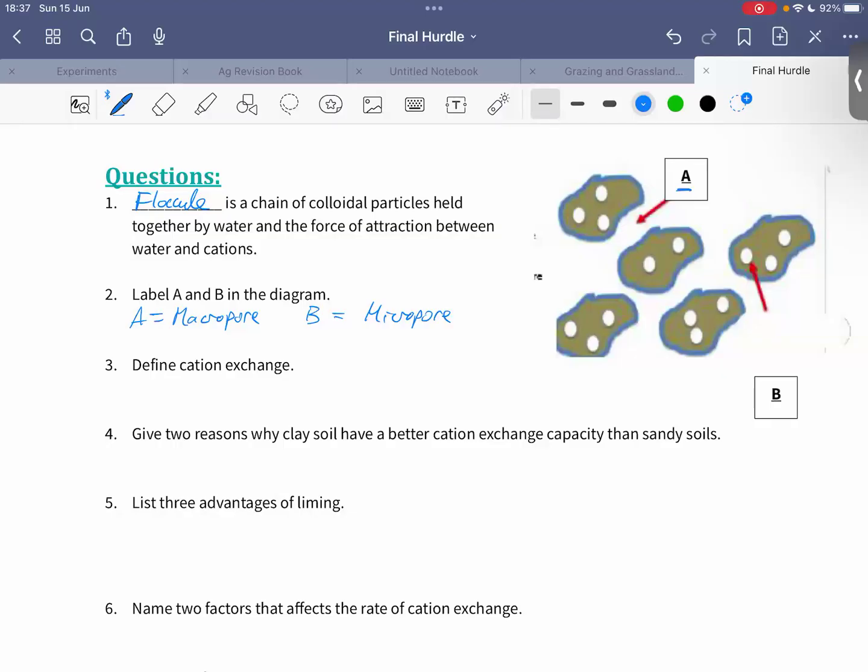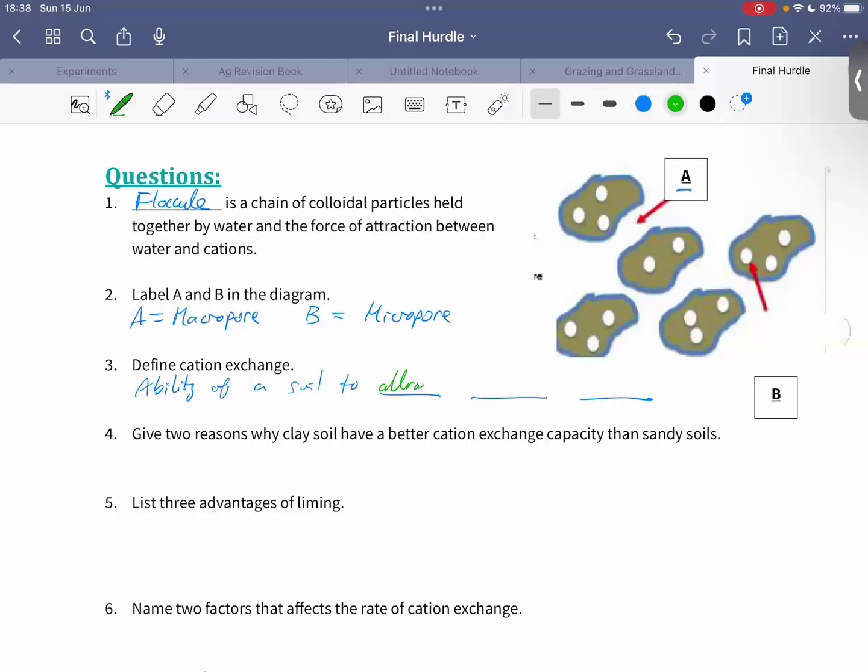Super. Define cation exchange. Okay, ability of a soil to... We want three words in this definition here. So let's just go to participants there and see if we can mute all. Allow participants to mute themselves. No. Right, so that's rid of that. Brilliant. Okay, we have three words to put in.